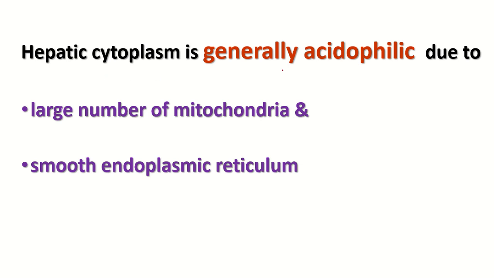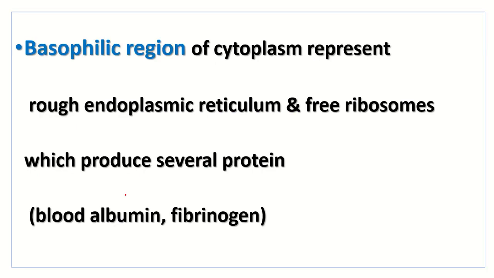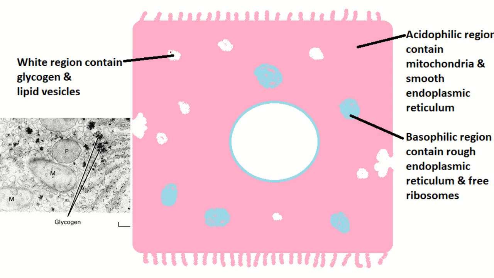The hepatic cytoplasm is generally acidophilic due to the presence of a large number of mitochondria and smooth endoplasmic reticulum. Some areas of the cytoplasm are basophilic due to the presence of rough endoplasmic reticulum and free ribosomes, which produce several proteins, blood albumin, and fibrinogen. So this is the whitish area due to the glycogen, which is washed out during the process of staining, and lipid vesicles.